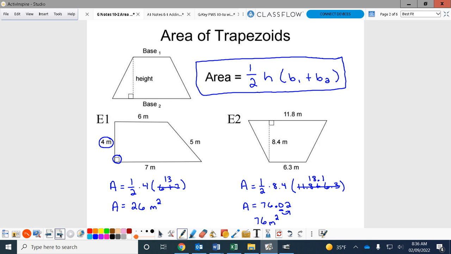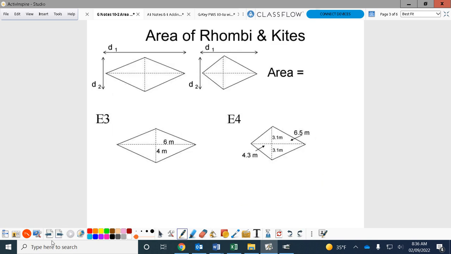The next one. These are going to be rhombi and kites. Guys, a rhombus is basically just a parallelogram, but all 4 sides are the same. It's like a diamond. This is going to be a rhombus. This is going to be a kite. Kites have the 2 sides that are the same at the top and the 2 sides the same at the bottom. What's unique about them is they actually share one area formula.